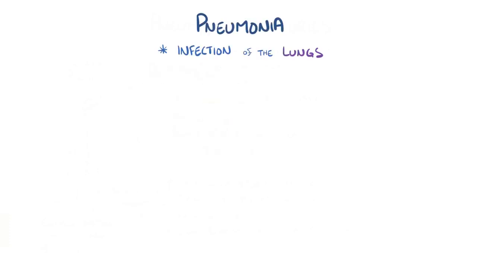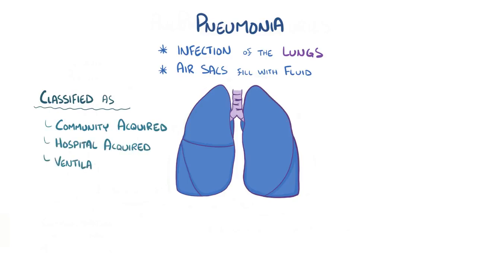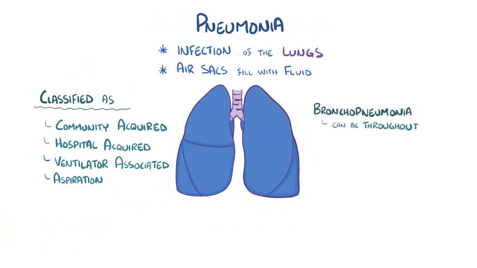Alright, as a quick recap, pneumonia is an infection of the lungs that results in air sacs being filled with fluid. The disease can be classified by being either community-acquired, hospital-acquired with some of those being ventilator-associated pneumonias, or aspiration pneumonias. Pneumonia can also be characterized by where the infection is in the lungs. Bronchopneumonia is spread throughout the lungs. Atypical or interstitial pneumonia happens in the interstitium around the alveoli, and lobar pneumonia usually infects an entire lobe of the lung.